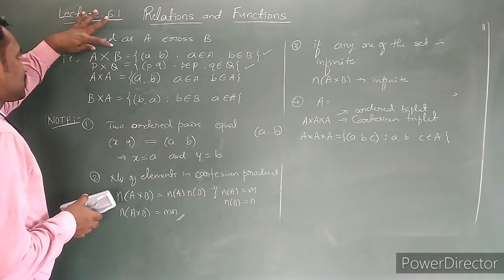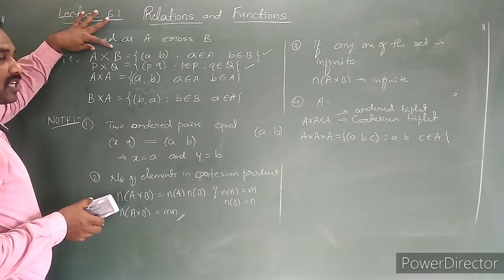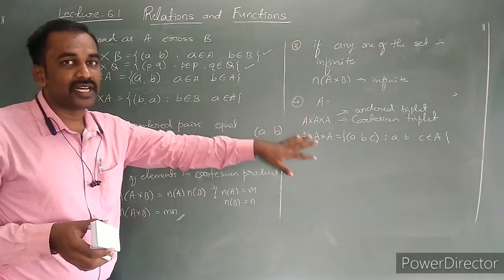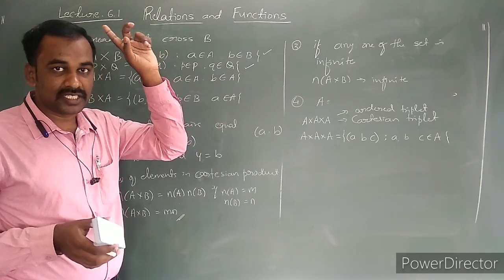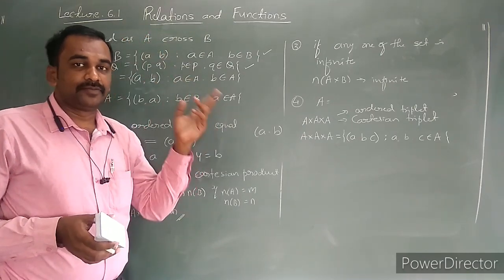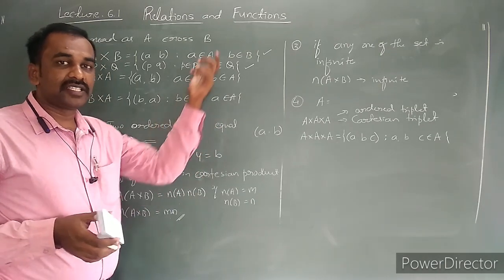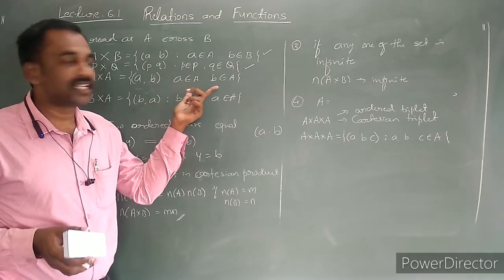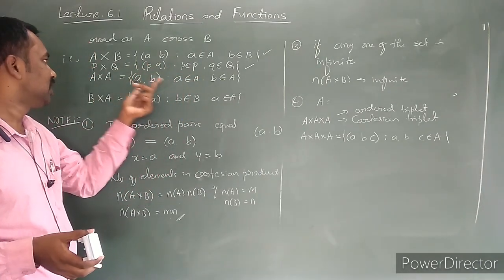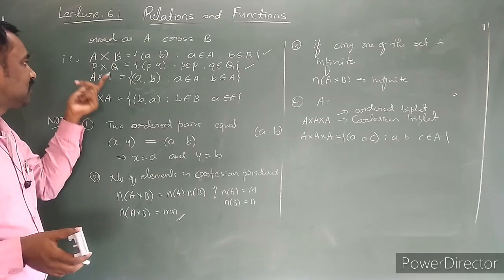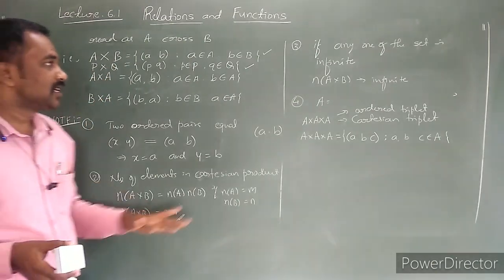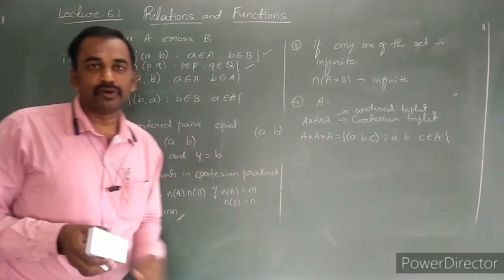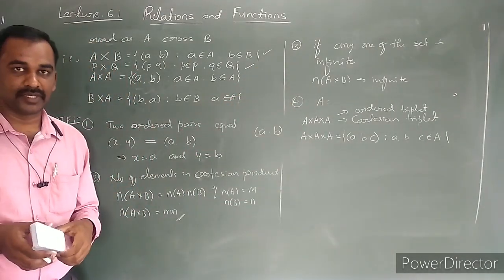But sets are always written with capital letters, and elements are always written with small letters, because you already know this from the set representation, the set builder form and the roster form. Sets are represented by capital letters, elements by small letters. Is that clear? Now, based on this definition of the Cartesian product, let's take examples.